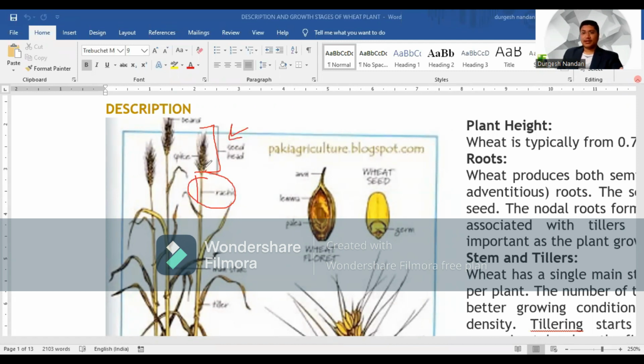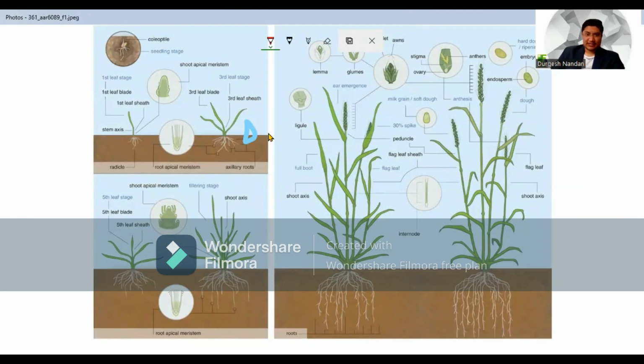There, bundles of spikelets are found, where one grain is situated in one spikelet. At the end of the spikelets are found awns, which give a bearded look to the ear or head of the plant. Let's see this image, and with the images we will understand the things.